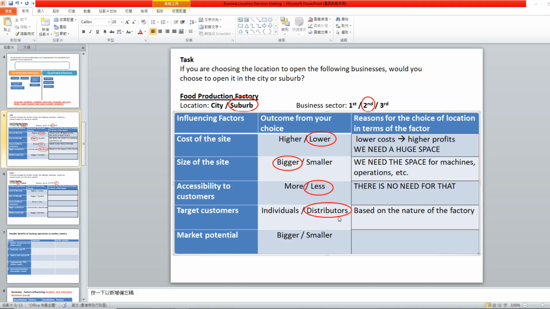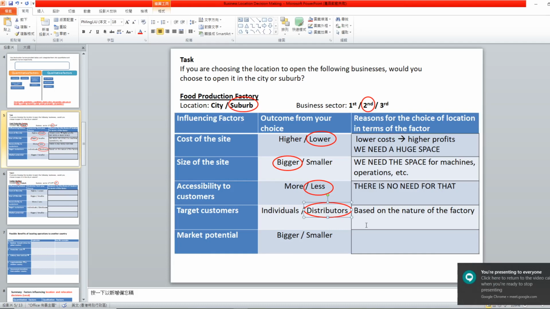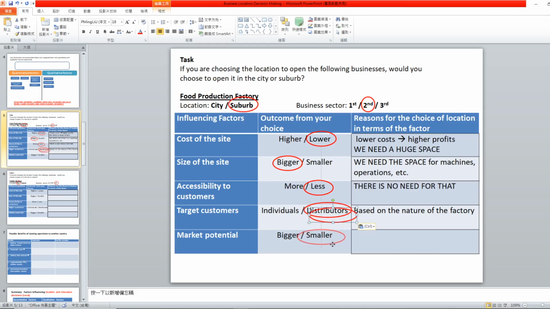When you go to the last one here, it is a bit similar to the third one. So you could say it's smaller in terms of market potential, because they're so similar.